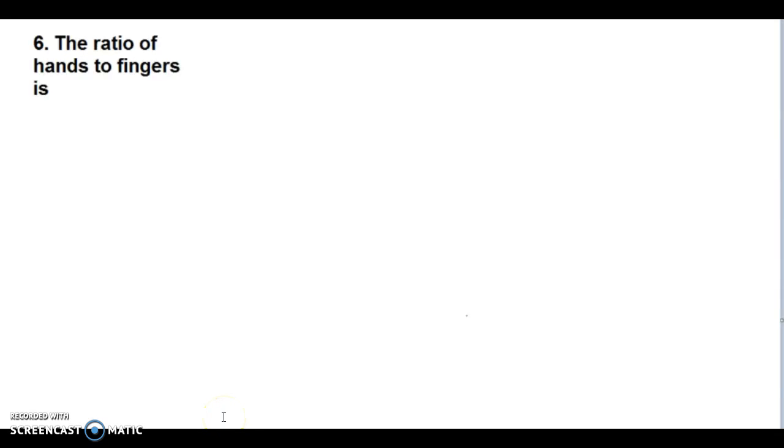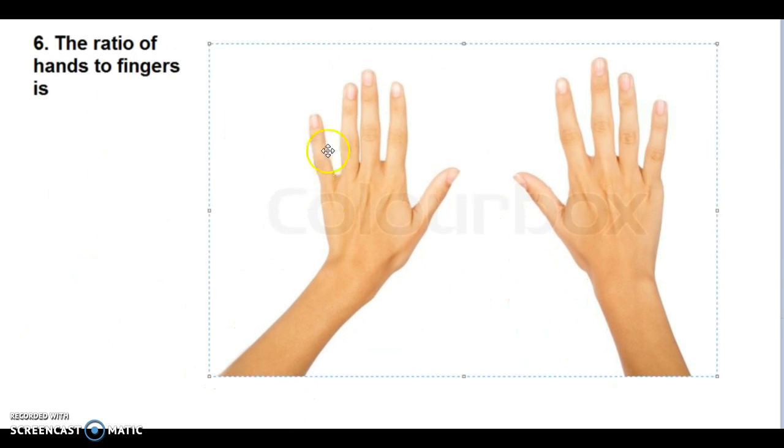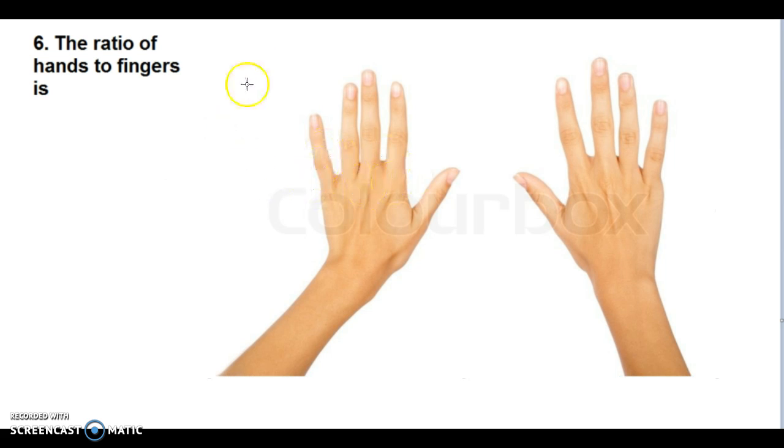All right, so the next question I'm going to do is number 6, the ratio of hands to fingers. Well, let's count real quick. How many hands do we have? And it's saying hands to fingers. So first we're going to put our units. Hands, fingers, right? Hands goes on top because that's what came up first. The fingers.